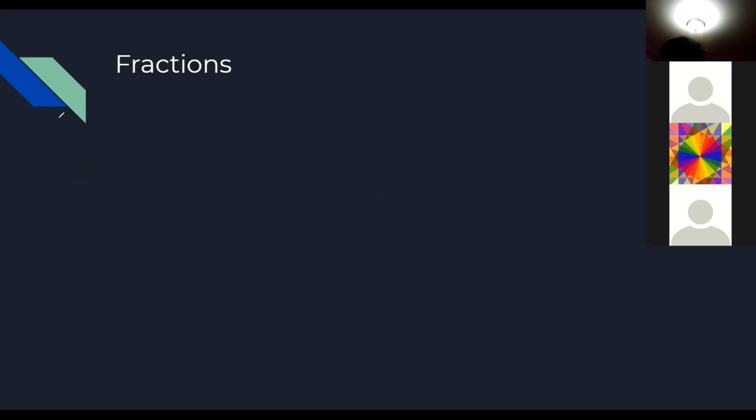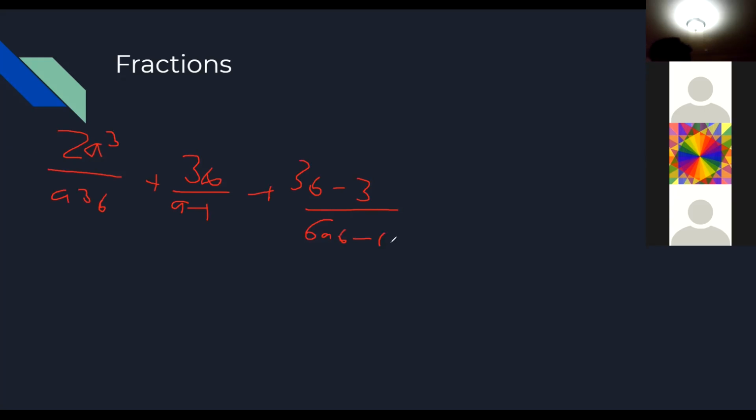So let's say we had 3 fractions in a single expression: 2a cubed over a cubed b plus 3b over a minus 1 plus 3b minus 3 over 6ab minus 6a. First off, we have to simplify the fractions themselves since they have common factors. This fraction has a cubed in both the numerator and the denominator, so they can be crossed out. This one does not have any common factors, so we can leave it.